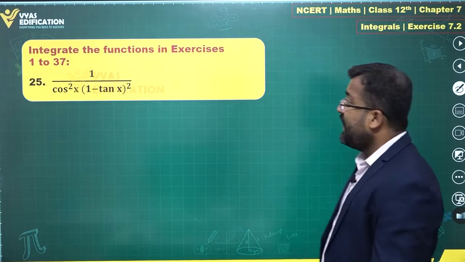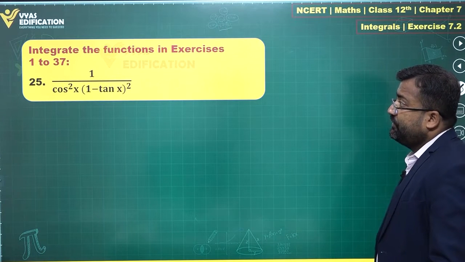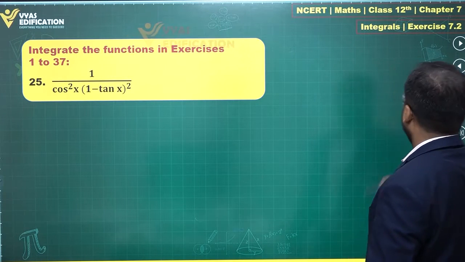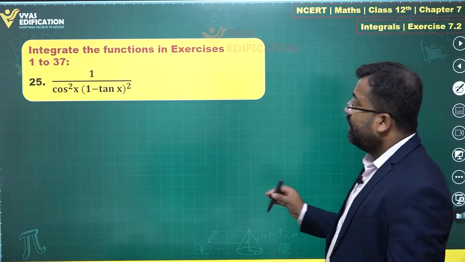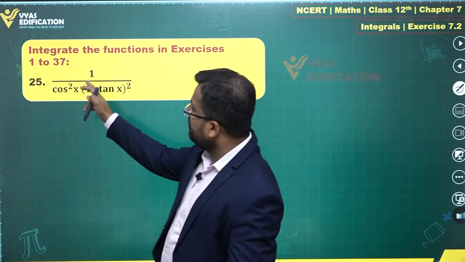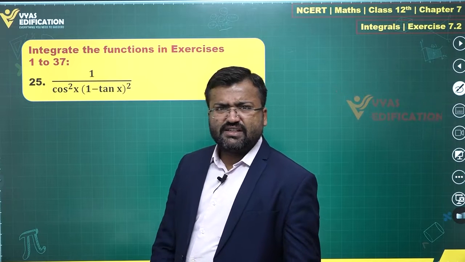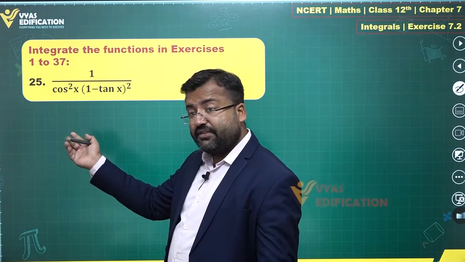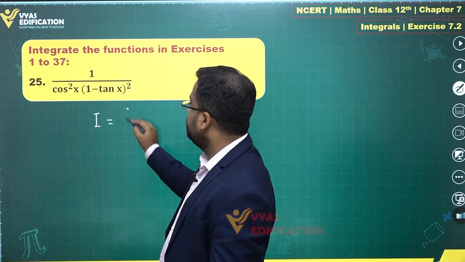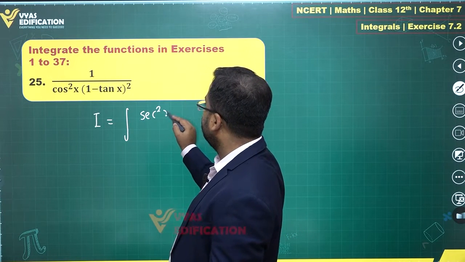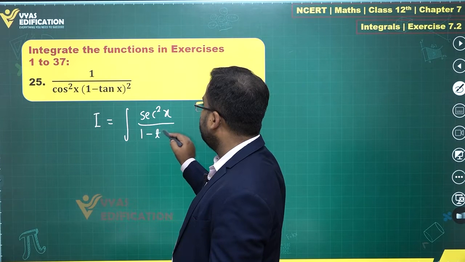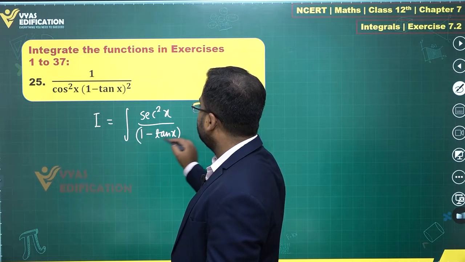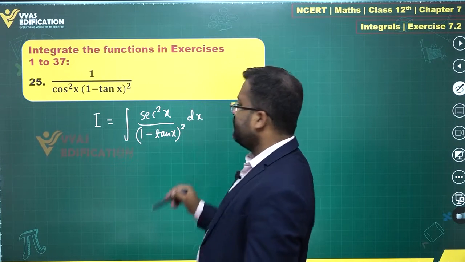25th question says we have to integrate 1 upon cos square x divided by 1 minus tan x, and a square over there. How do we handle this? Okay, this 1 upon cos square x is nothing but sec square x, is it not? Yes. And the derivative of tan x is present in dx. So I is actually sec square x upon 1 minus tan x square dx. This is what you have, right?